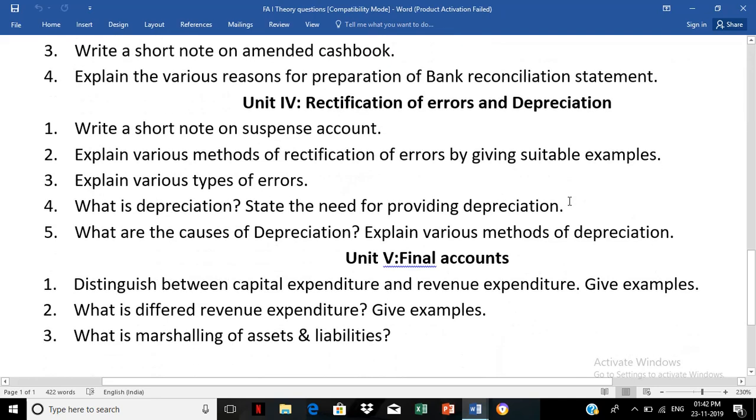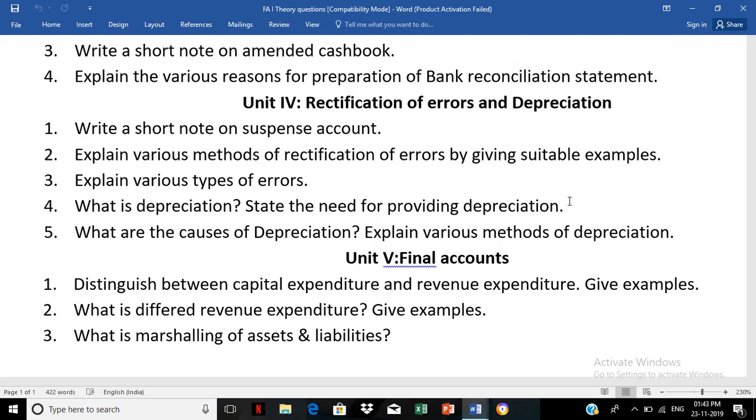Now we'll move to the fourth unit, which is divided into two: one is rectification, the next is depreciation. But before rectification, we need to know the capital and revenue items, because you have to identify the error so that you can rectify it. Without identification, you can't rectify. So you need to be thorough with capital as well as revenue items, which is important for theory: the differences between capital and revenue items. It is all theory. You have to learn that. It's very simple and easy, including deferred revenue expenditure.